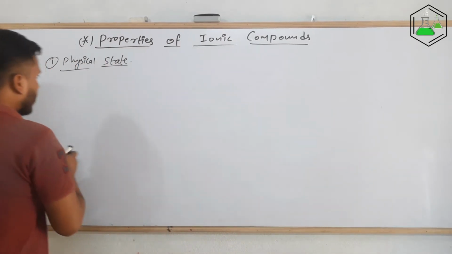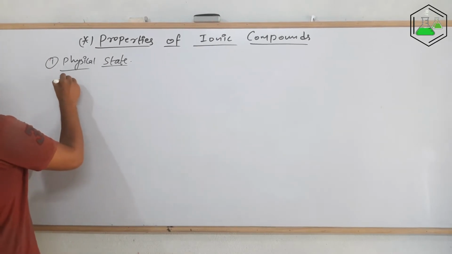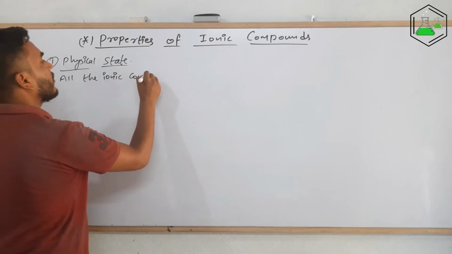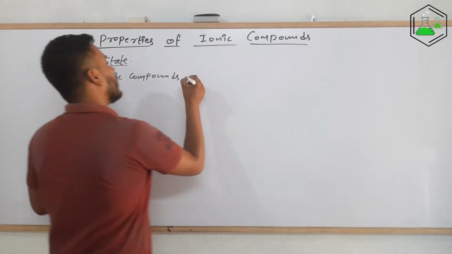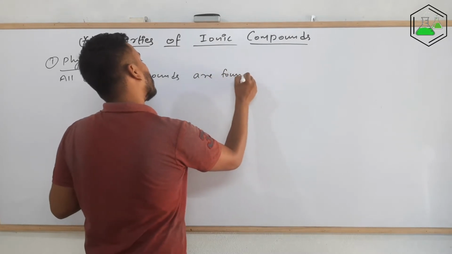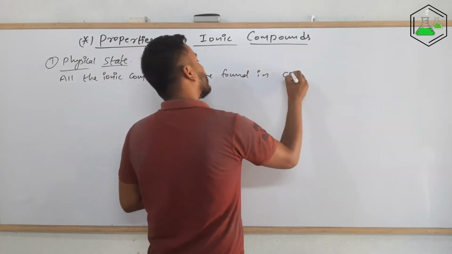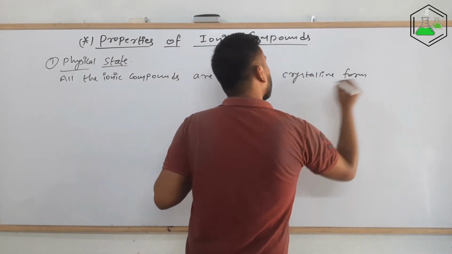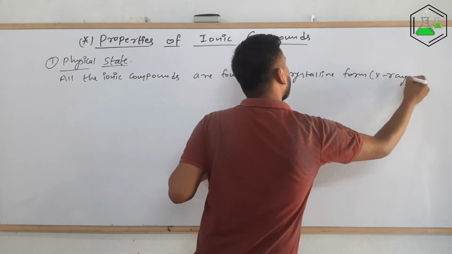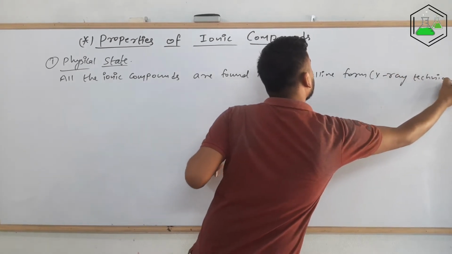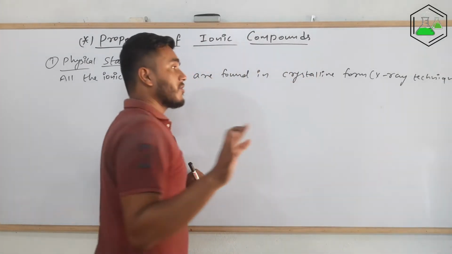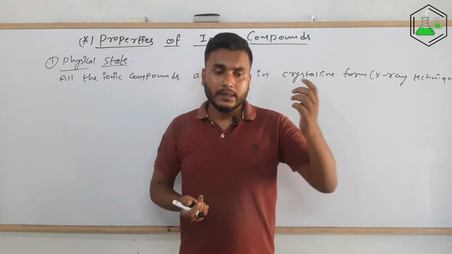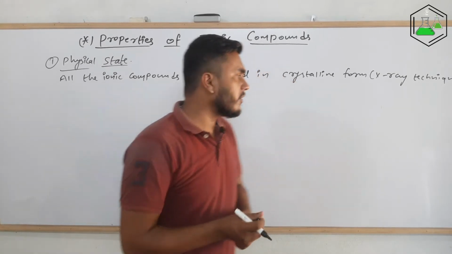Let me write it over here, then we will understand why that happens. All the ionic compounds are found in crystalline form. That is shown by X-ray technique. And there is no exception. There is not even a single ionic compound that is found in either liquid or gaseous state. Okay, there is a reason for that.